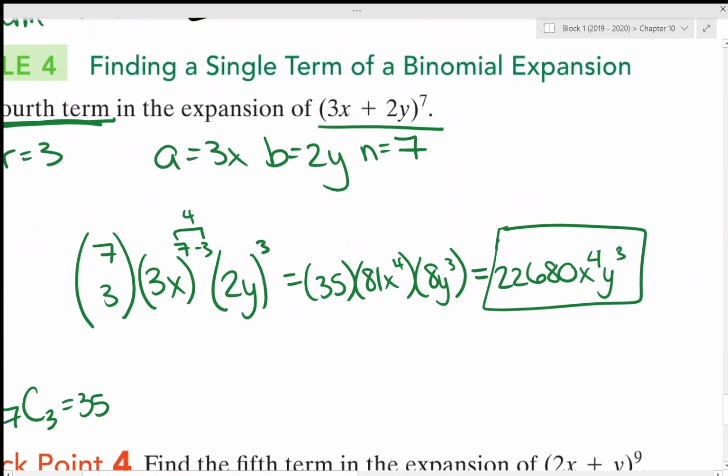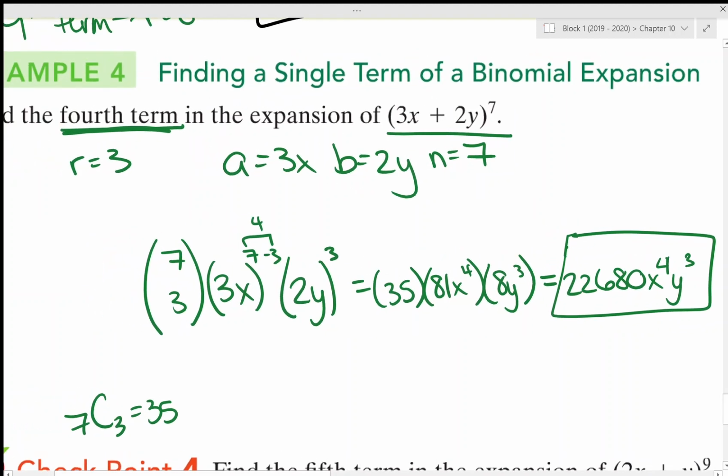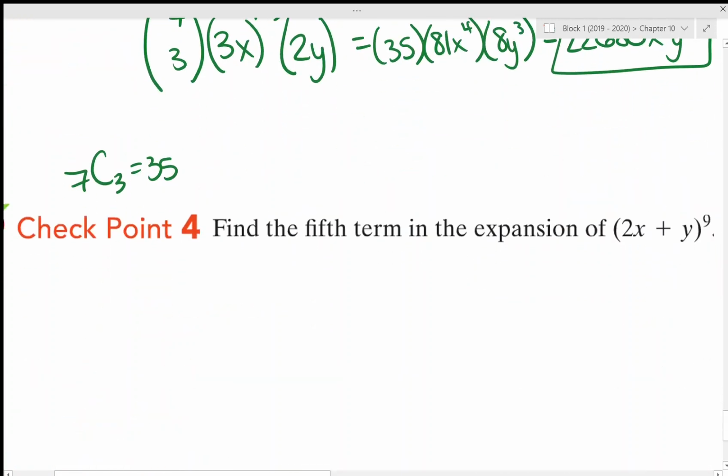Now, so basically same thing. It's just now we're only finding one specific term. Whatever term we want, your r is 1 less. So I want you to pause and try out the last problem.